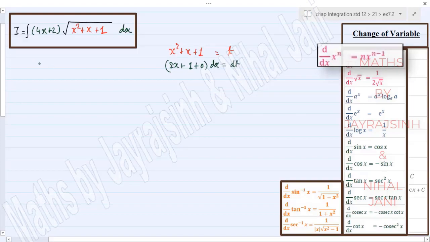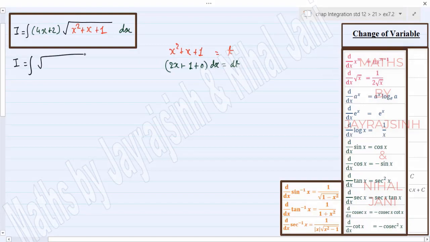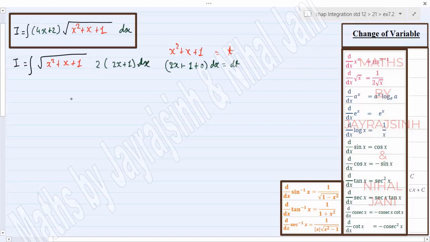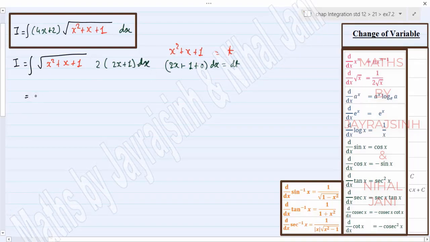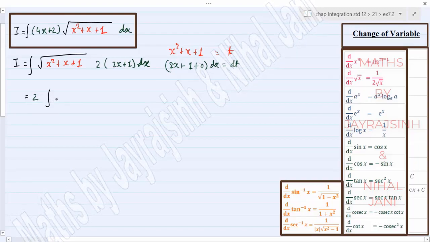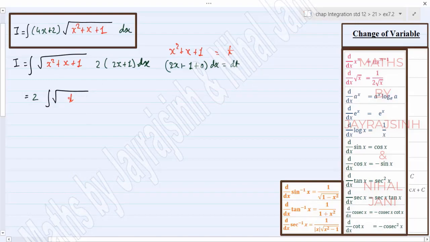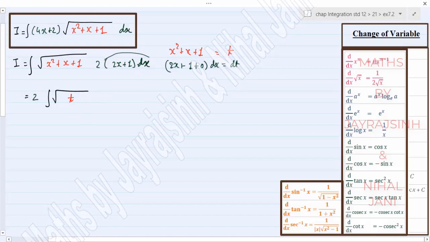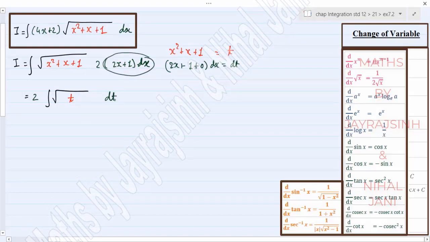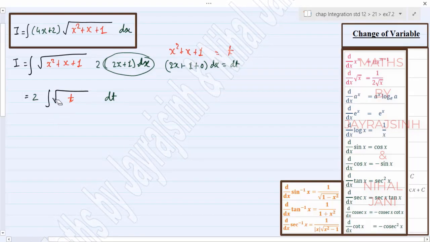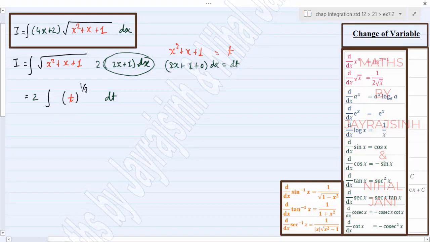dot dx is equal to dt. Now let's rearrange the term under root of x square plus x plus 1, and let's take 2 common. So here we'll get 2x plus 1 dot dx. Now we are ready to modify integration. This 2 is constant, we don't have to worry about it. Under root of, instead of x square plus x plus 1, we just have to substitute t, and this 2x plus 1 dot dx will become your dt. So here we just have to integrate under root of t, or we can say t raised to 1 by 2.